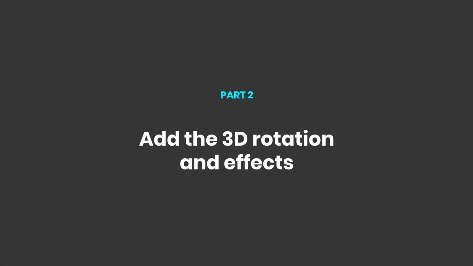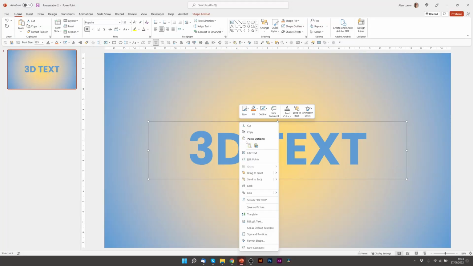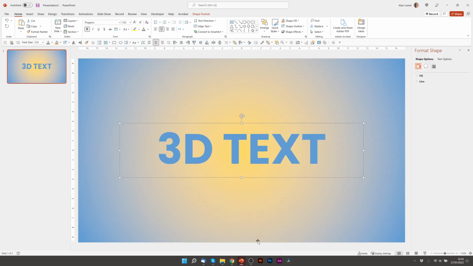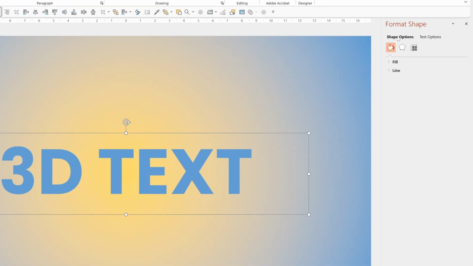Now let's make the text 3D. So we right click and go to Format Shape. From here, we have shape options and text options as the main sections. When you're working with 3D text, you'll be wanting to apply some of the 3D effects, such as the rotation, to the shape options, and some of the 3D effects to the text options.